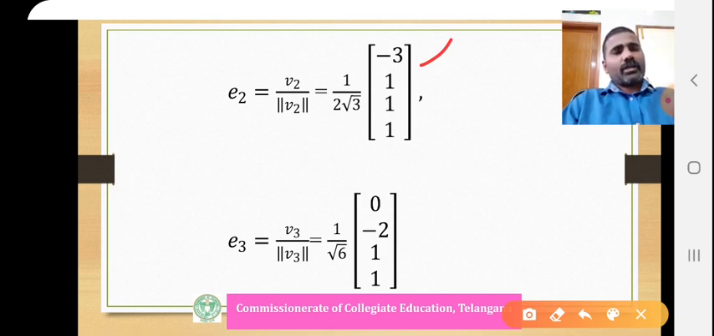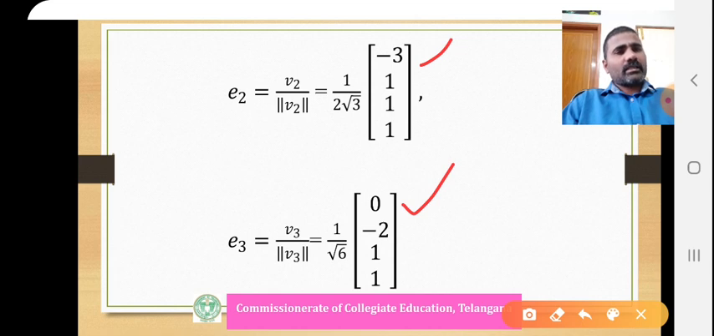And coming to E3, V3 by norm V3. This is V3. Its norm is the square root of 0 plus minus 2 square plus 1 plus 1, which is 4 plus 1 plus 1, that is root 6. Therefore E3 equals 1 by root 6 times (0, minus 2, 1, 1). This is the third orthonormal vector.